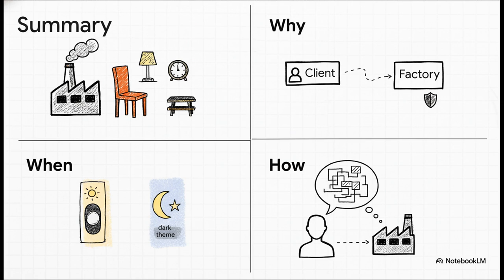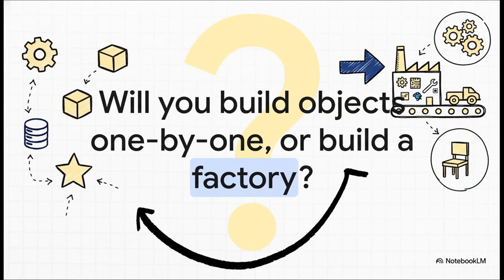Okay, let's do a quick recap of the most crucial points. What is it? A pattern for creating families of related objects. Why do we use it? To guarantee consistency and keep our code flexible and decoupled. When is it a good idea? Anytime your system needs to be configured with one of several complete product families. And how does it all work? The client talks to a factory through an abstract interface, completely unaware of the nitty-gritty details. And that, in a nutshell, is the Abstract Factory pattern.